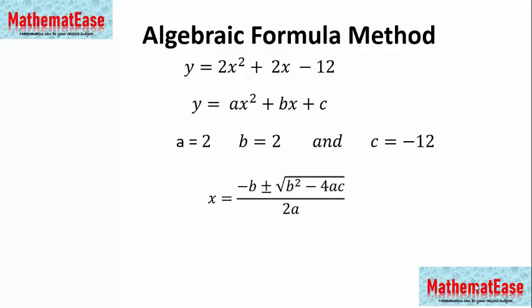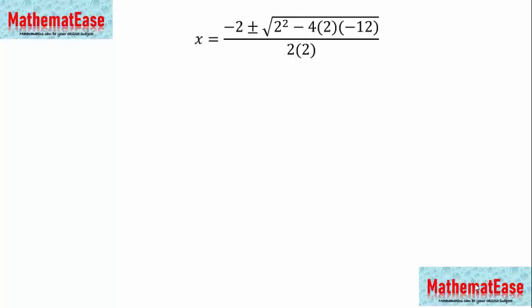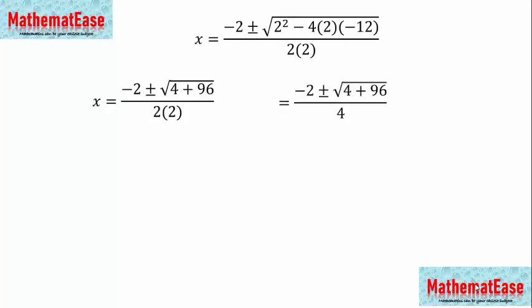So I want to plug in now. I just plug in. So I have (−2 ± √(2² − 4 × 2 × (−12))) / (2 × 2). Then I solve this further. Then as I solve it further, I have this. I can see the square root of 100 is 10. So (−2 ± 10) / 4.